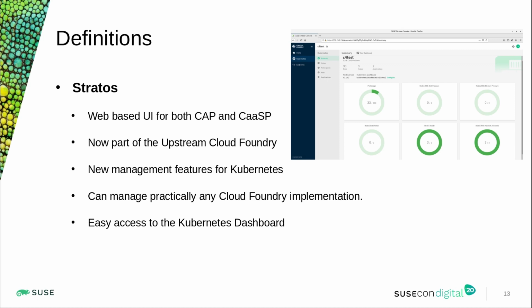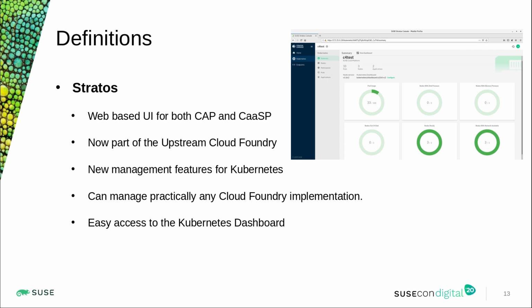One of the things that SUSE is doing is we're also adding to Stratos the ability to manage Kubernetes as well. So you can actually tie this into CaaS, and it's now actually part of the CaaS distribution. So if you were just buying the CaaS platform, you would get Stratos as well. So it will actually work with both.